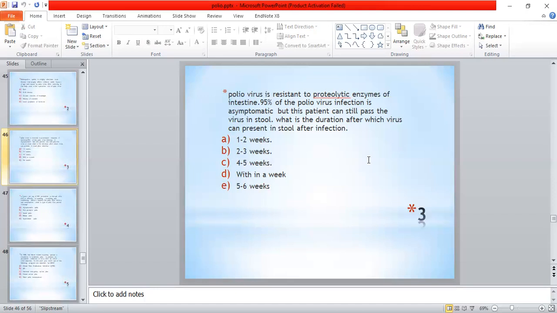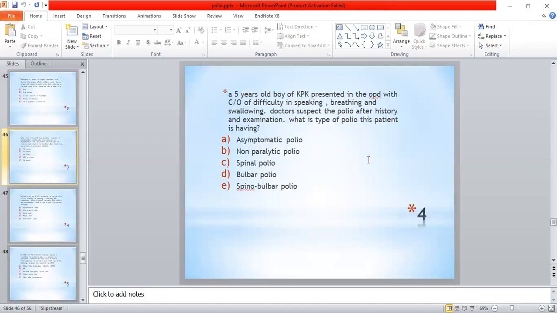B. Bravo is the right answer. After 2 to 3 weeks of infection, the virus can be present in the stool.